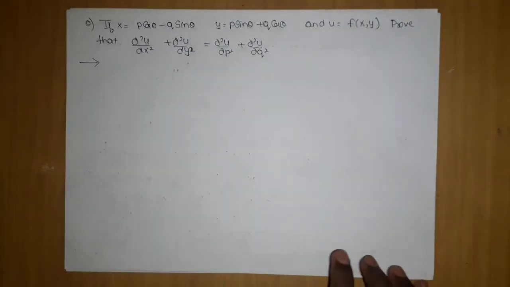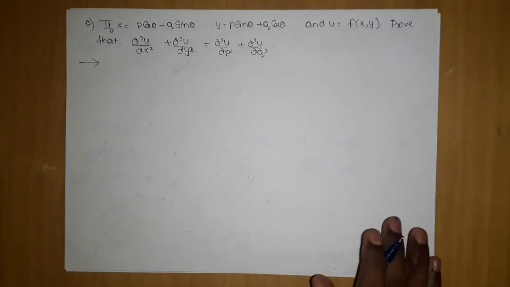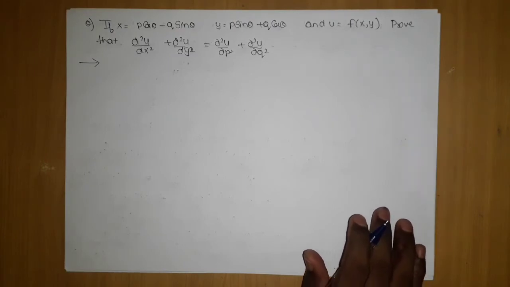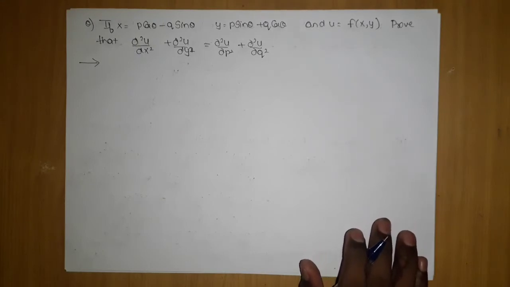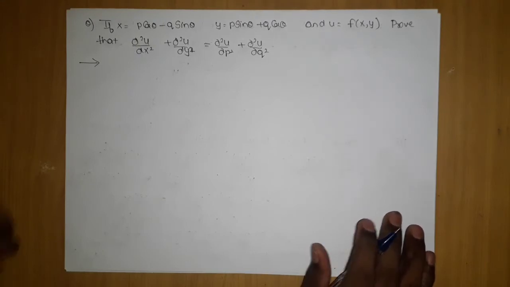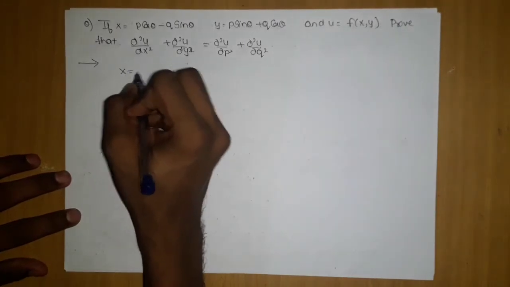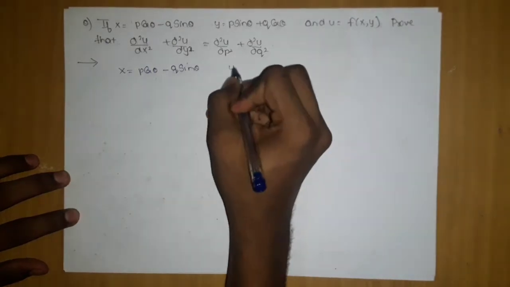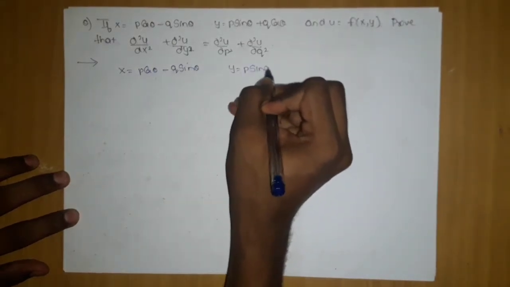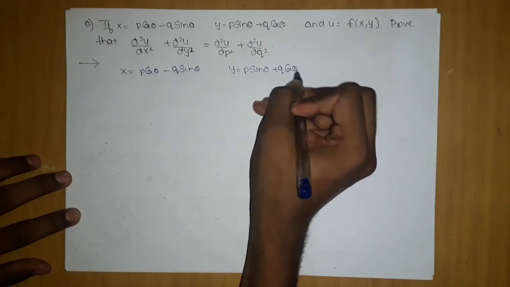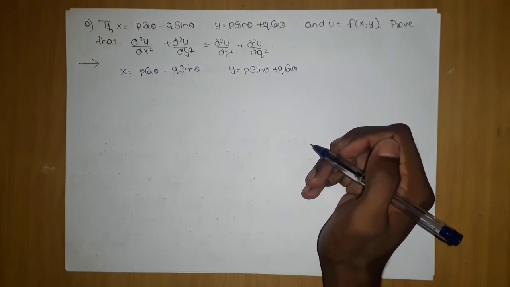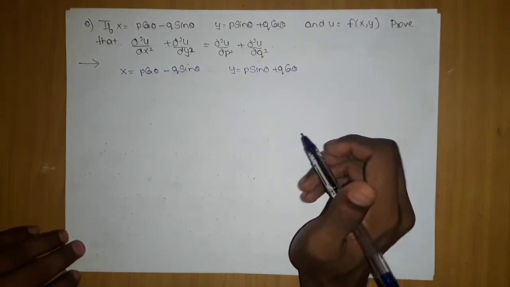If x equals p cos theta minus q sin theta, y equals p sin theta plus q cos theta, and u equals f of x comma y, prove that dou square u by dou x square plus dou square u by dou y square equals dou square u by dou p square plus dou square u by dou q square. Now you should know this, because first you should write all the things. Here they have given second order derivatives. How will you be able to click that we have to use the chain rule in second order? It depends on your practice; there is no other alternative.